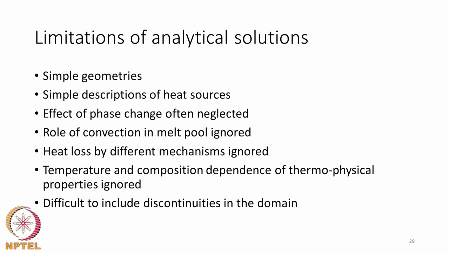In situations where the latent heat is going to play a role, we will need to correct the solutions by going to a numerical solution that can take into account such a release of latent heat. The role of convection has been completely ignored. We have already seen that the shape of the weld pool is affected significantly by the convection that takes place in the melt pool, and that has been ignored. This means the analytical solutions only give you a rough estimate of the thermal field, but accurate descriptions of how the weld pool shape will evolve as a function of the process conditions are only possible when we take into account the convection in the weld pool.